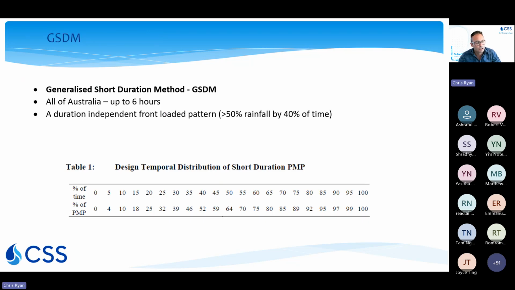Okay, just briefly on these methods, as I said, the GSDM is for all of Australia up to 6 hours. It's a single duration independent pattern that's a little bit front loaded with more than 50% of the rainfall occurring in the first 40% of time. And that's the pattern there.